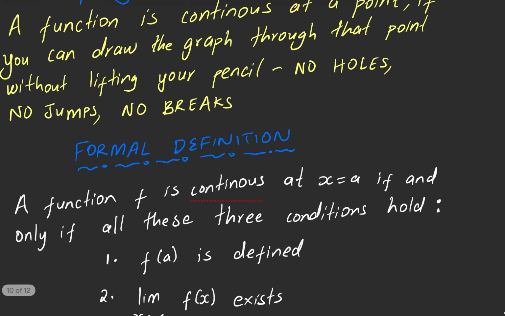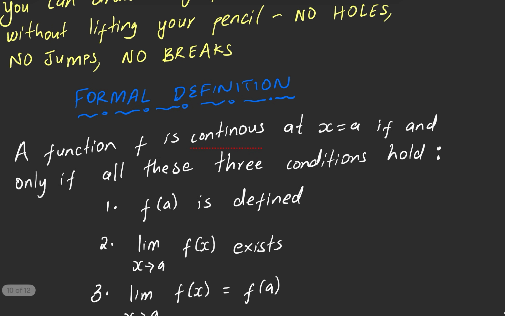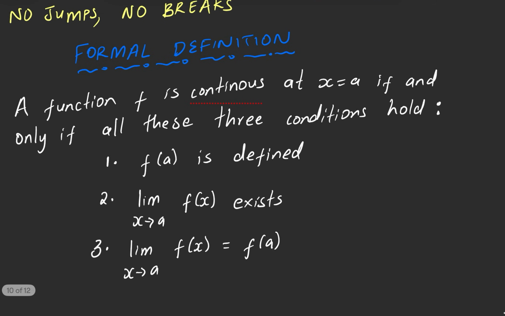The formal definition: a function f is continuous at x equals a if and only if all three conditions below hold. The first condition: f of a is defined. The second condition: the limit as x approaches a of f of x exists. And the third condition: the limit as x approaches a of f of x is equal to f of a. Read this third condition very, very carefully. It's the entire point of this video.